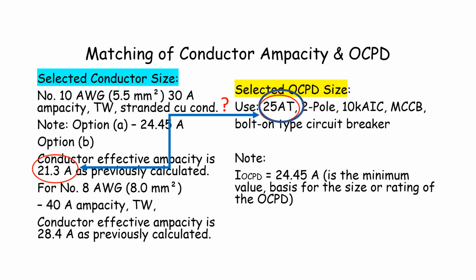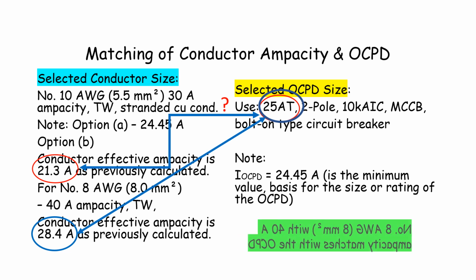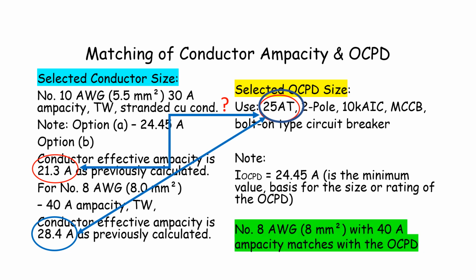And also 25 ampere trip, we compare it with a 28.4 for the number 8 American wire gauge conductor. So which one is matching? 25 ampere trip, 23, or 25 ampere trip and 28.4? So finally, we have to select number 8 American wire gauge or 8 mm squared with 40 ampere ampacity. This matches the OCPD. Why?